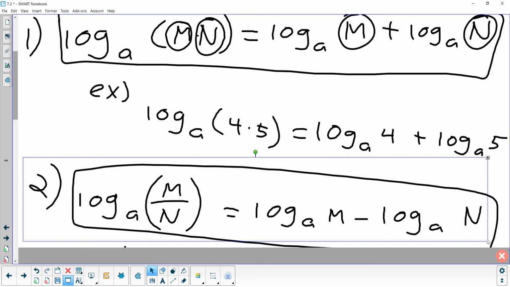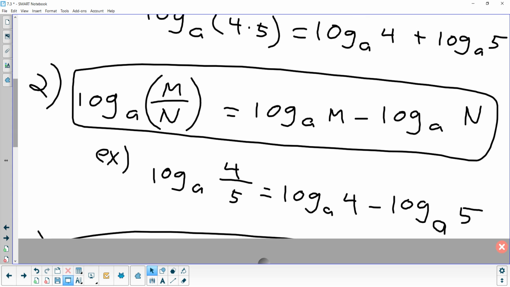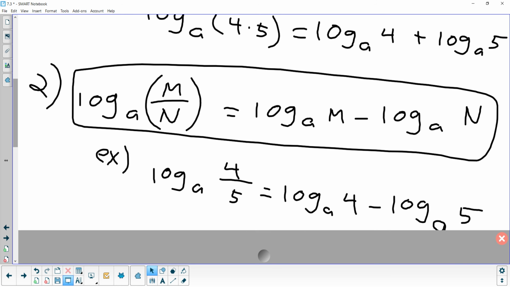So it splits up into two logarithms. Each log has exactly the same base as the original problem. The numerator is your first argument. The denominator becomes your second argument. And you put a subtraction sign between them. Okay, and here's an example with numbers. I'm not going to type that one in, but you could check it. And you could see it works. And that's property 2.